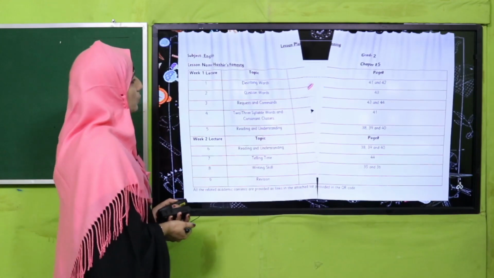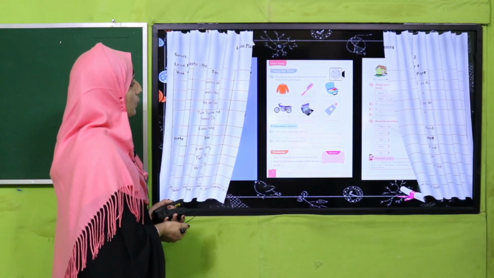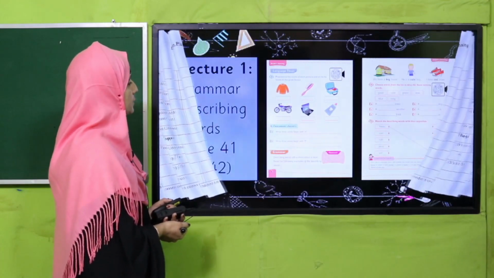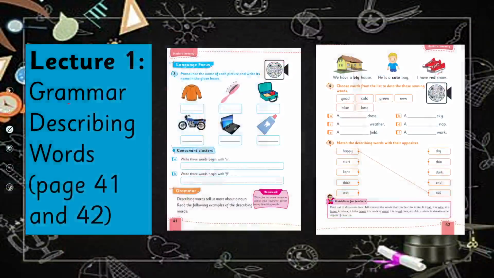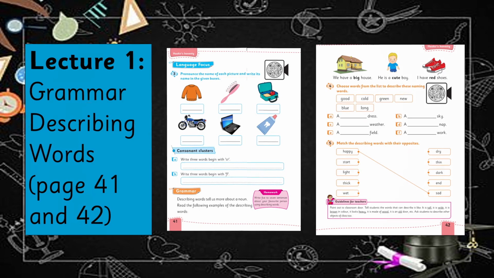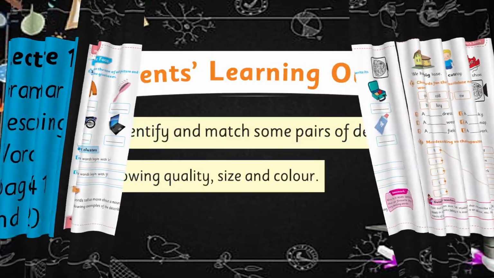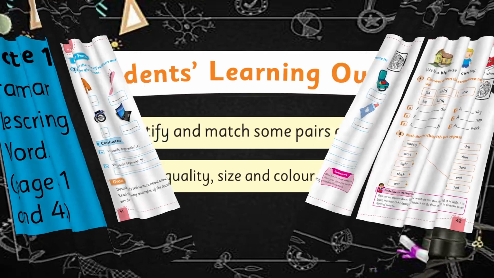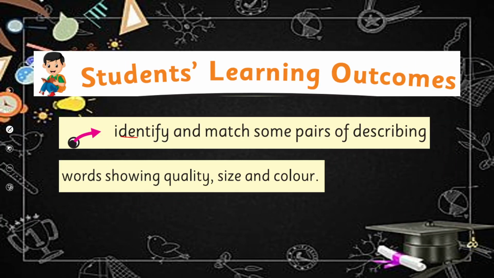In our lecture number 1, my dear students, under the title of grammar, we will learn about describing words on pages number 41 and 42. And its SLO will be: identify and match some pairs of describing words showing quality, size and color.